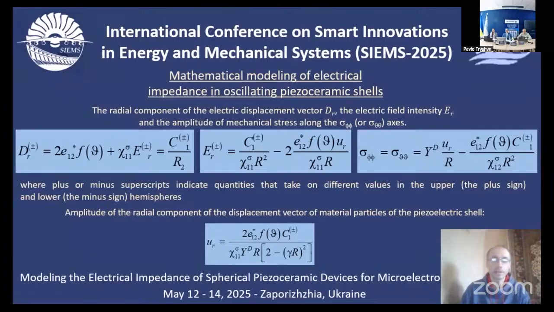Thus, the presented mathematical model describes electrical displacement, field strength, and mechanical stress through a system of generalized equations that take into account the geometric symmetry of the shell and the opposite polarization of its halves. This creates the basis for the accurate determination of the electrical impedance of the piezoceramic shell under dynamic load conditions.